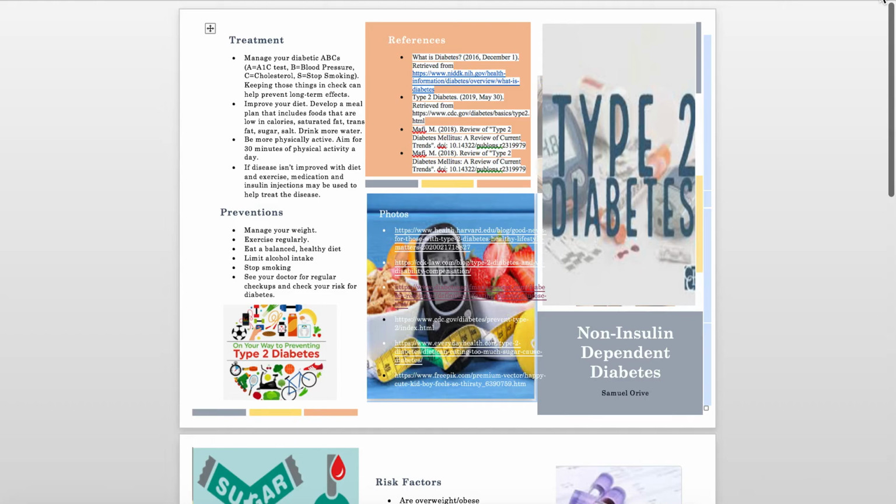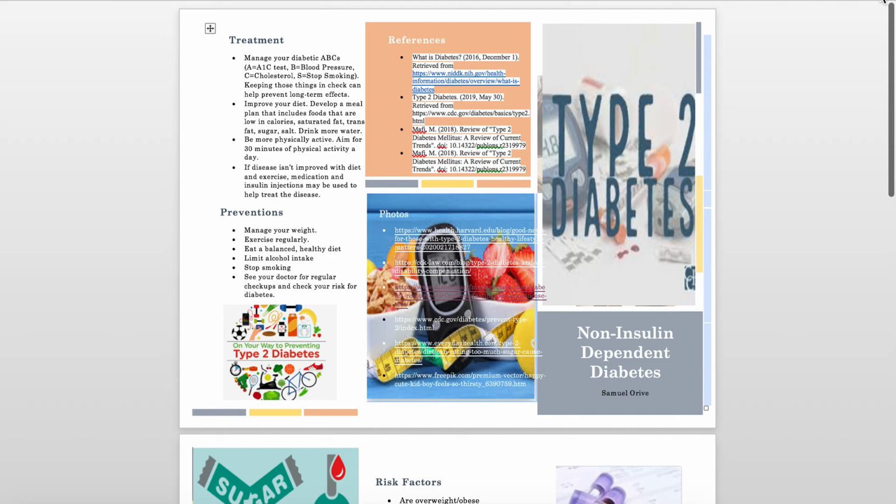Improving your diet is also important as you want to develop a meal plan that includes foods that are low in calories, saturated fat, trans fat, sugar, and salt. Drinking more water is also beneficial. Also, you want to be more physically active and aim for 30 minutes of physical activity a day, whether it's walking, running, biking, or whichever type of physical activity would be beneficial. If the disease doesn't improve with lifestyle changes, medication and insulin injections may be used to help treat the disease.